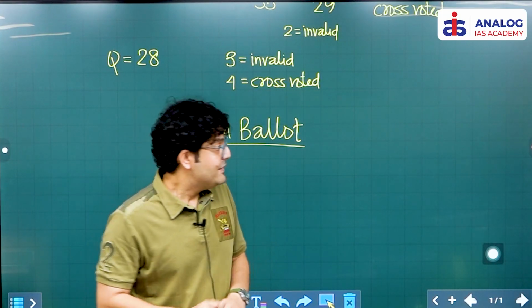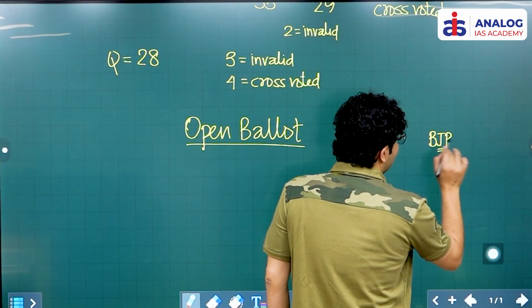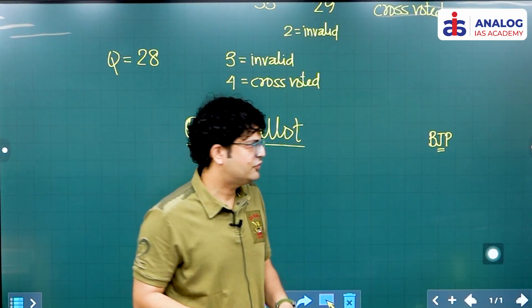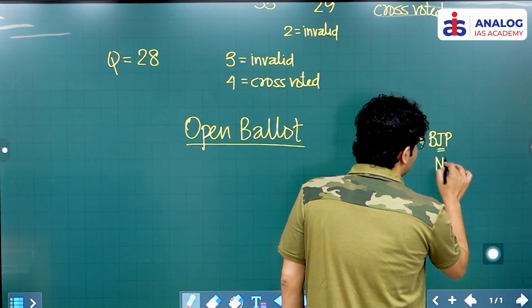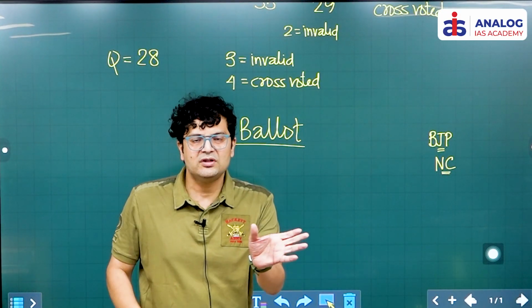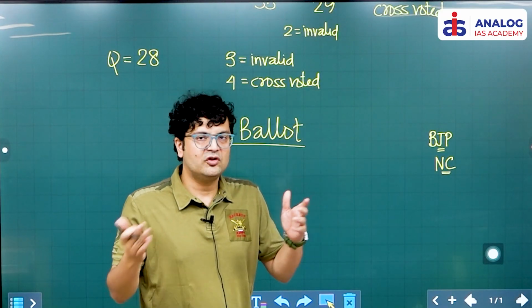So BJP MLAs voted for their party, BJP knows. National Conference claims that all their MLAs voted for their party because you have to show the vote, though some people are claiming that NC members were the ones who cross voted.